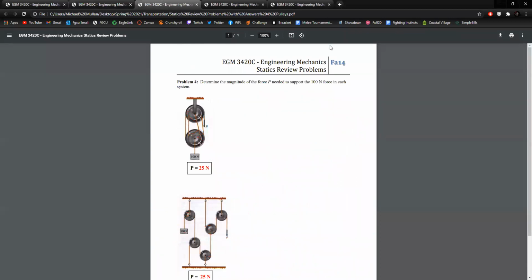I gotta clear this. Okay, so now we've got problem number 4. These are pulleys. So for this one, we can see that it wants us to determine the magnitude of the force P needed to support the 100 Newton force in each system. Here, our 100 Newtons are right here. So that means this P is going to need to hold this. What we can do is trace our P. We can say, this is P, and wrap it all the way around to where it comes out to this side. Well, this is also P. And we just keep going.